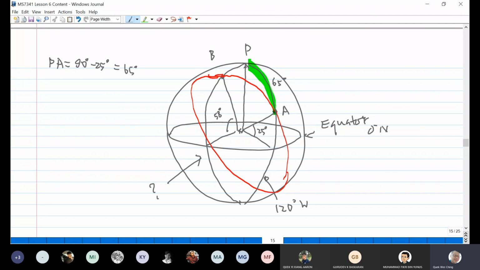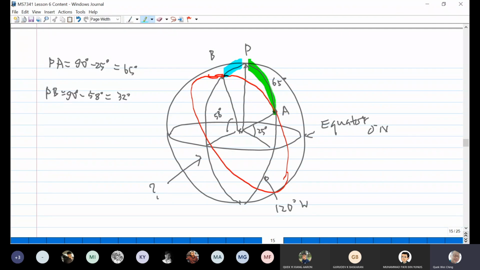Okay, then what is PB now? So PB, the distance between the North Pole and B, is 90 degrees minus 58 degrees, and this is actually 32 degrees. All right, and this is PB now. PB, this one. Okay, 32 degrees.